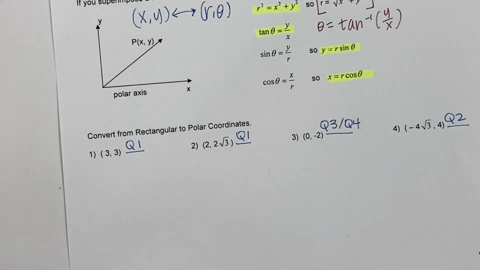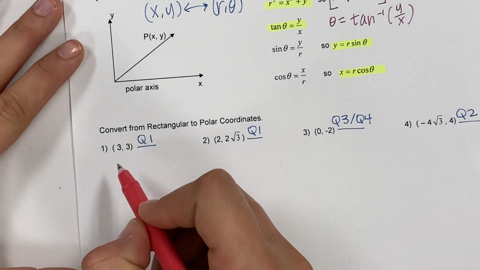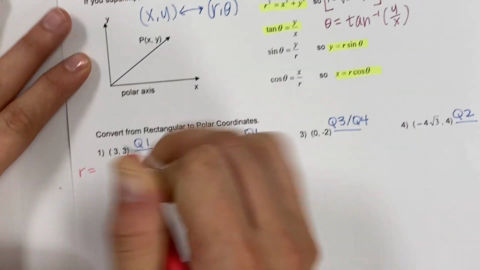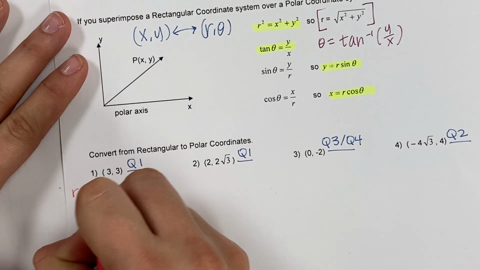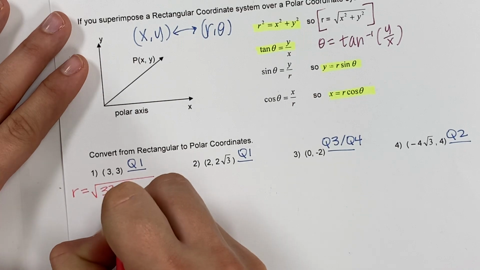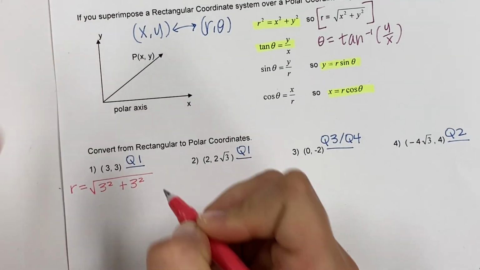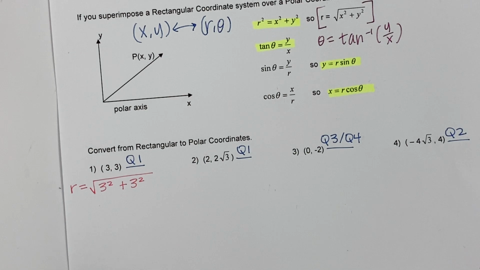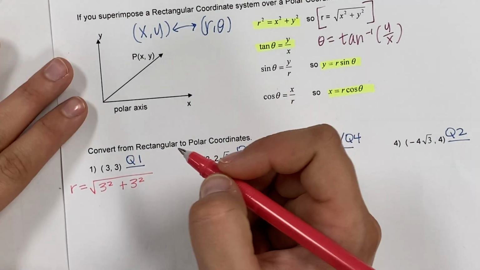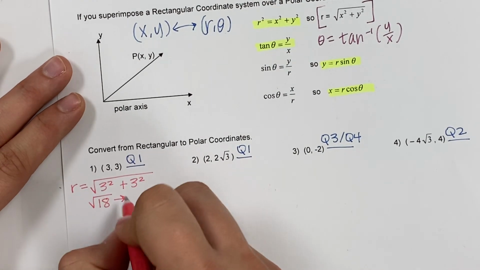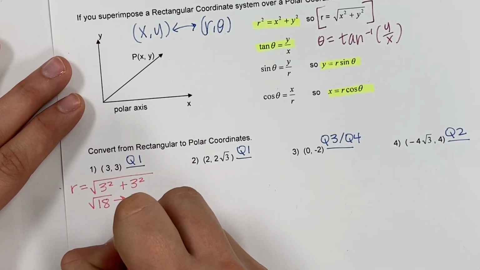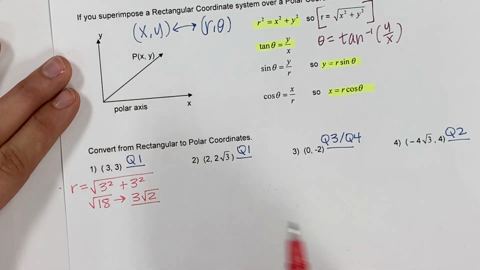So let's start by doing the radius. Okay, so the radius is the square root of x squared plus y squared. So 3 squared plus 3 squared, 9 plus 9 is 18. So that's gonna be the square root of 18, which simplifies to 9 times 2, so 3 root 2. So there's my radius.